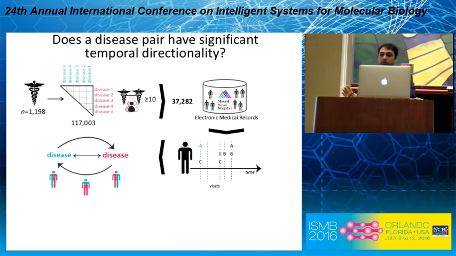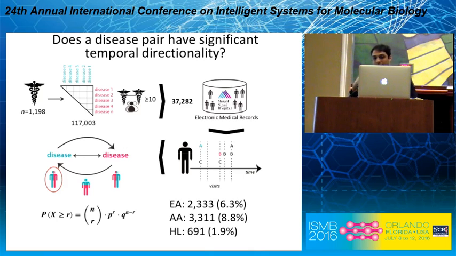So if we found that one disease significantly preceded another more times, we did a cumulative binomial probability where we gave each disease a 50% chance to occur before the other. And we end up finding that 2,000 diseases for EA are temporally ordered, over 3,000 for AA, and only 690 for Hispanic Latino, which is another interesting thing to keep in mind, that many of the diseases were not temporally ordered. And this may be a reflection of other things that we'll talk about later.